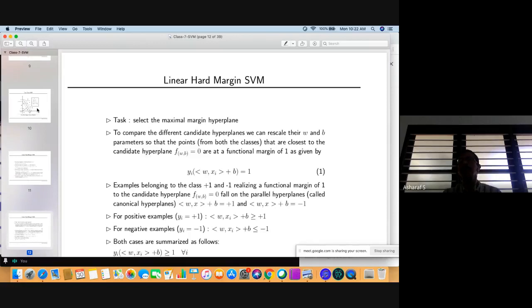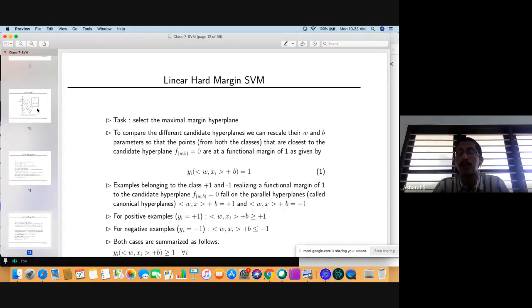To compare the different candidate hyperplanes, we can rescale w and b. From your basic vector algebra, you should be able to see that x1 is equal to x2, or x is equal to y, is the same line as 2x is equal to 2y, which is the same as 3x is equal to 3y. These are actually representing the same hyperplane, right? 2x1 is equal to 2x2, and you scale it further and you get the same line.